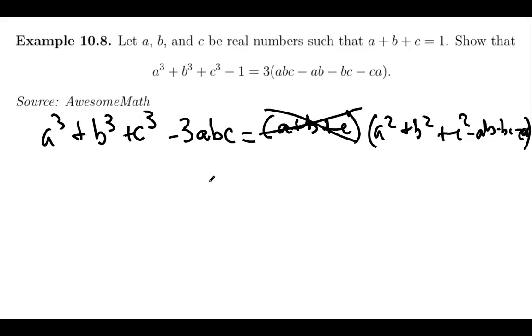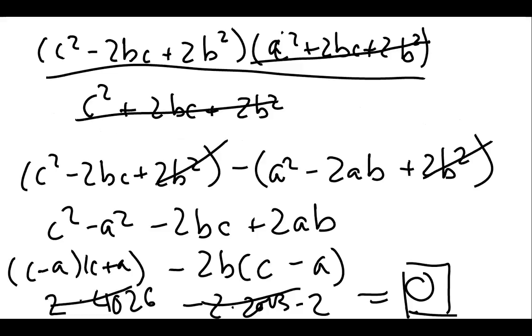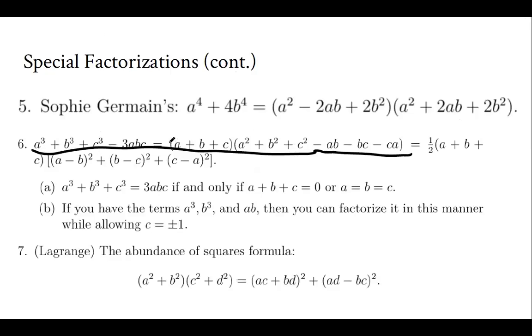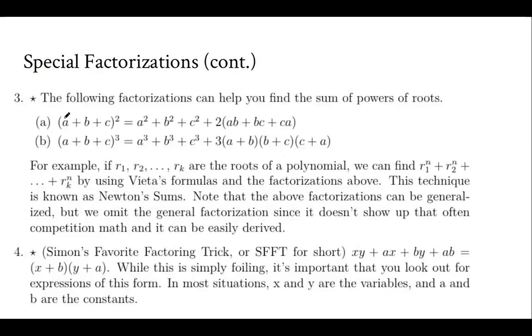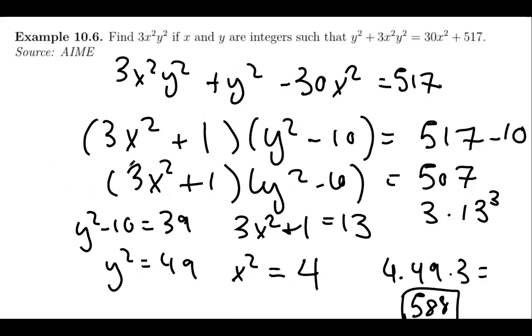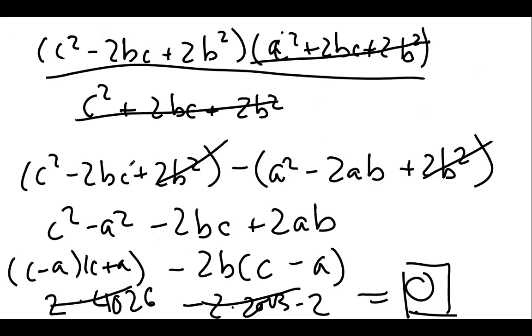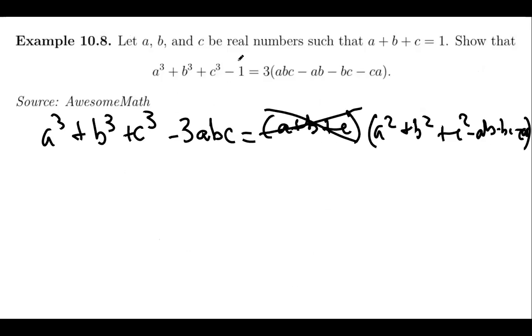So at this point, let's go back to the factorizations and take a look at this one. (a+b+c)² equals this quantity. Since (a+b+c)² equals 1, and we also happen to have a 1 here, we can probably take that one and use it somehow to get to the right answer.